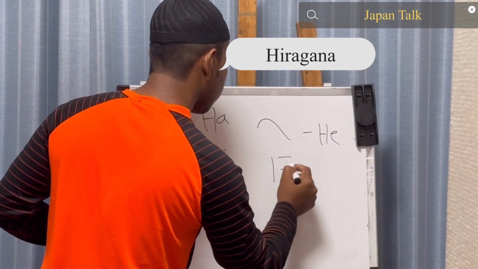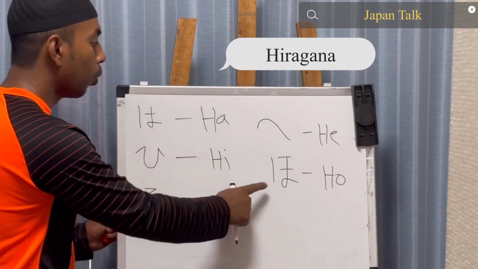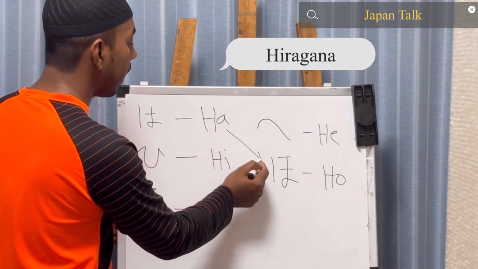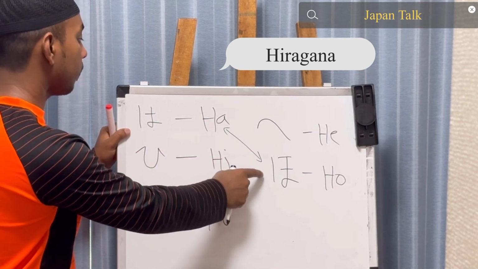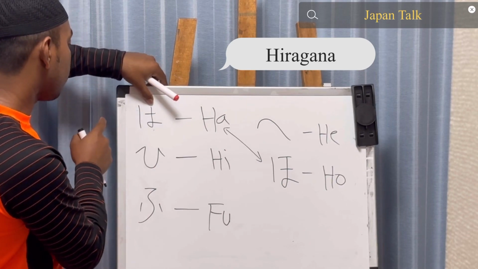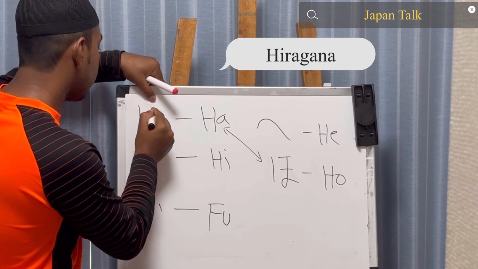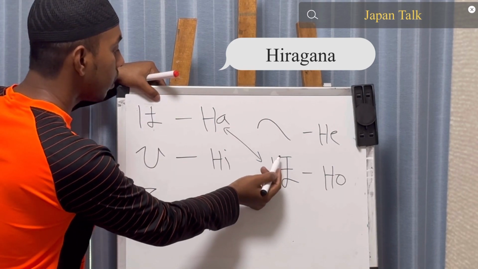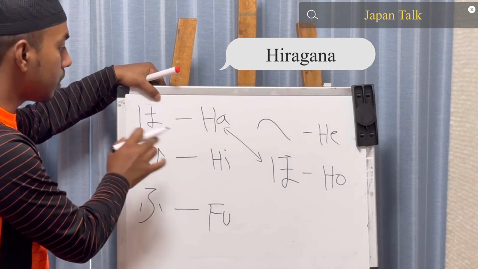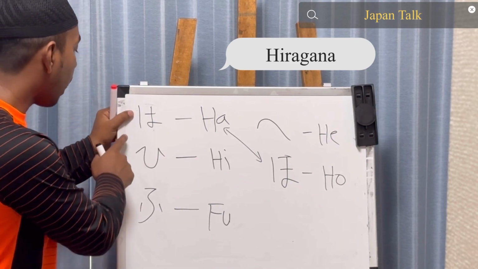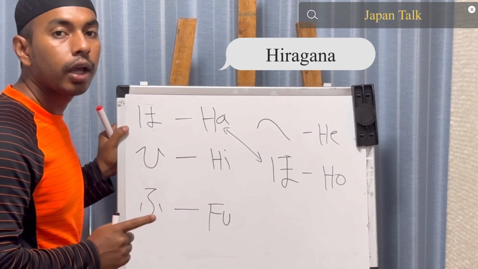And the last one is ho. So ha and ho are similar. So please take care about these two alphabets. In ha, on the upper side there is no stroke, only like this, and in ho there is a stroke on the upper side. Ha, he, fu, he, ho.